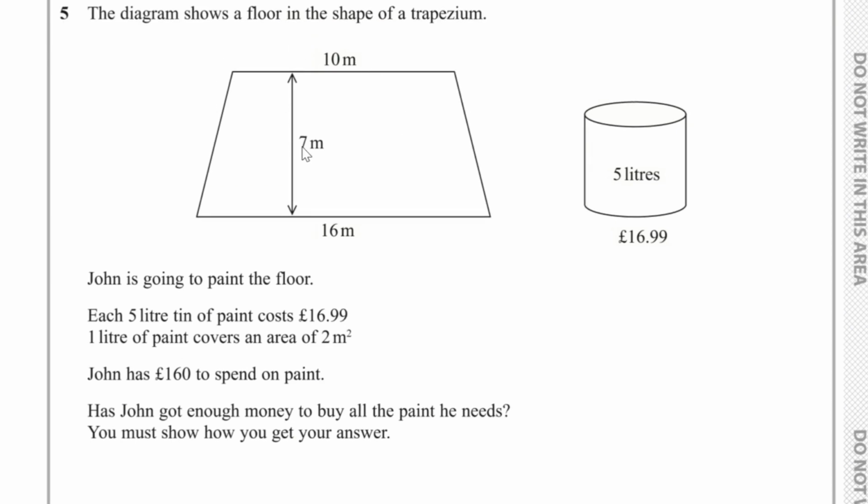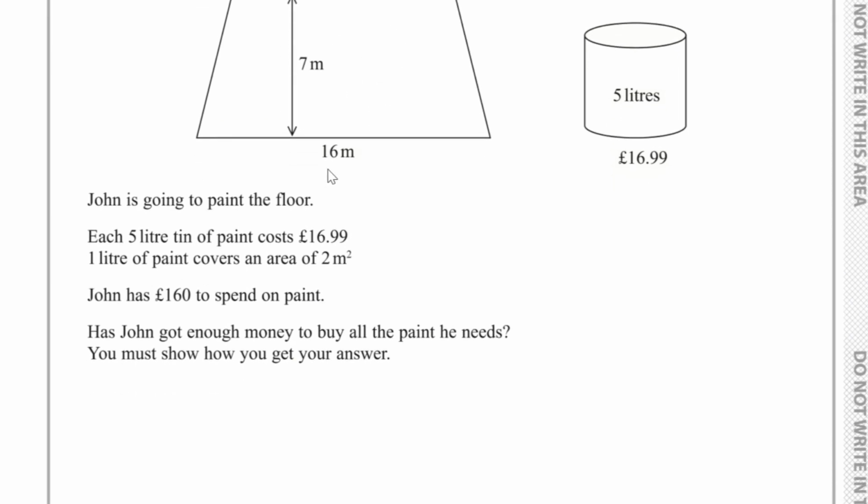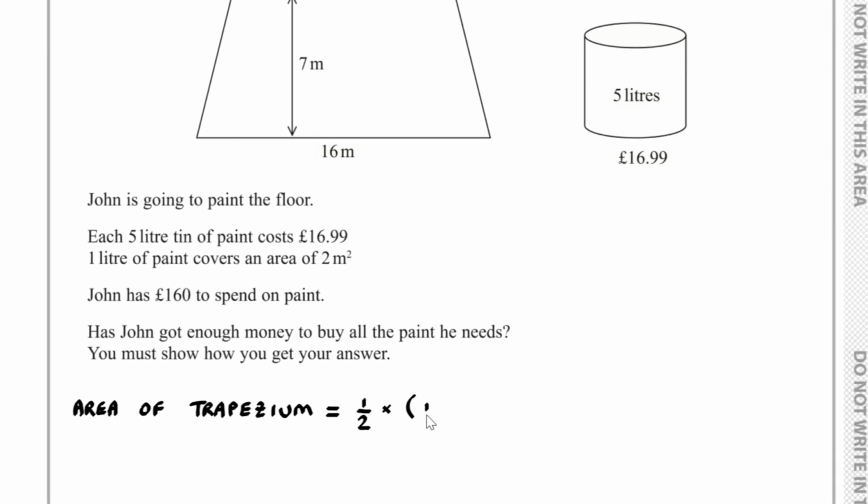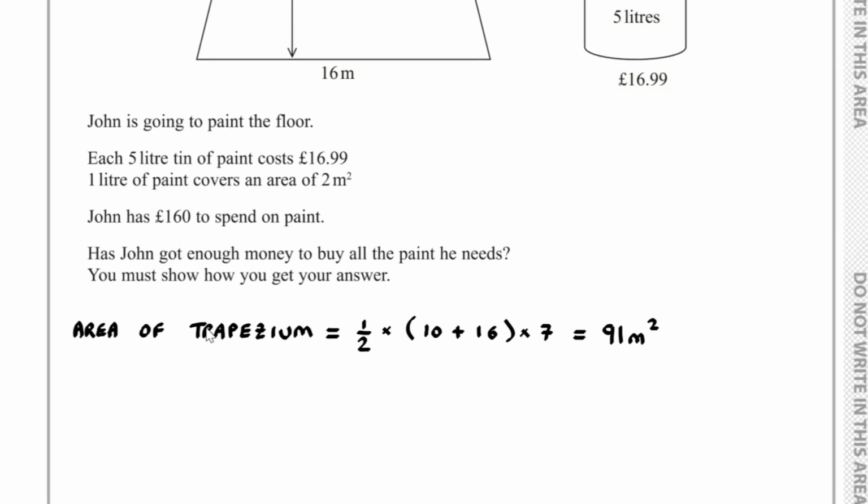Well, what we can do first of all is find out the area of the trapezium. The area of the trapezium, I've got 1/2 times the sum of the two parallel sides. We've got 10 plus 16, and then I times this by the height of 7, and it turns out the area is 91 meters squared. Now, we know that 1 litre of paint covers an area of 2 meters squared, so with this we can find out the number of litres required.